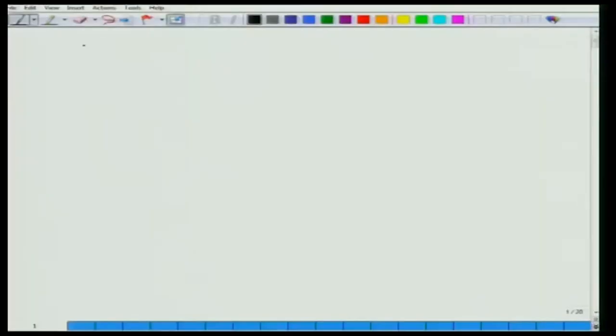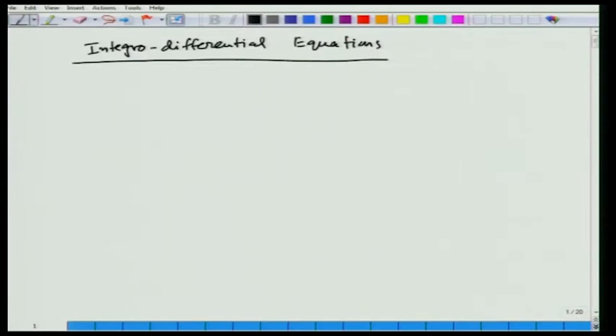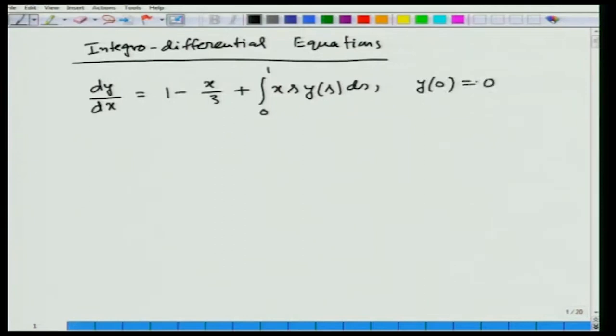So, we are going to discuss the methods of solution for integro-differential equations. First of all, we will be considering Fredholm integro-differential equations. Two such examples are dy/dx = 1 - x/3 + integral from 0 to 1 of x s y(s) ds, with y(0) = 0. This is an example of a Fredholm integro-differential equation.